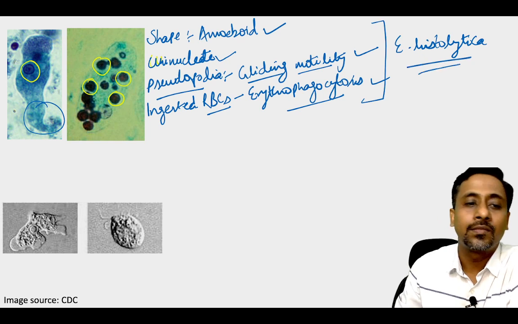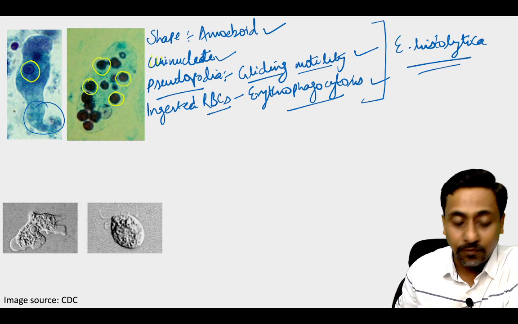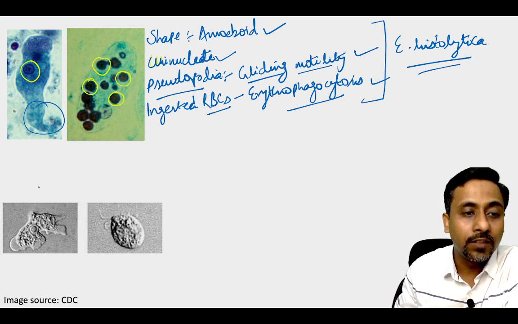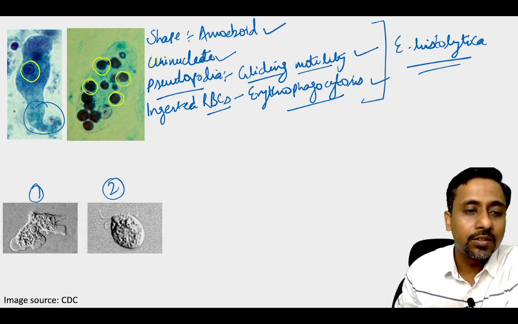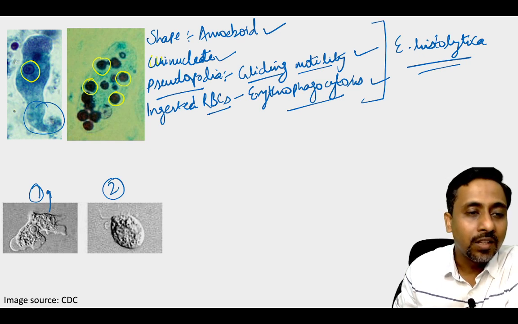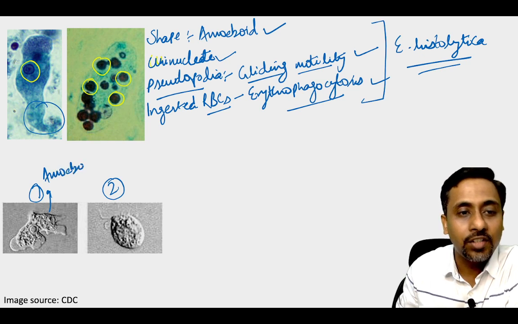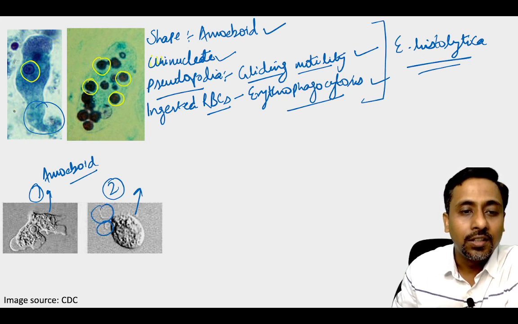Okay, now coming to the next image. In the next image, if you see, there are two forms. The first form, this one, and the second form, this one. The first form looks similar to the trophozoite of Entamoeba histolytica. This is the amoeboid stage of this trophozoite. And the second form, if you see, there are flagella present. So this is the flagellar stage.